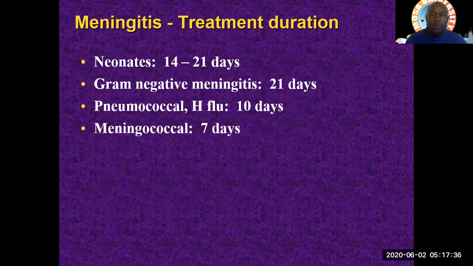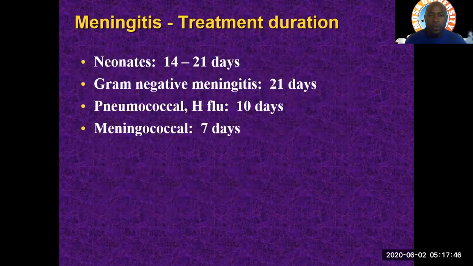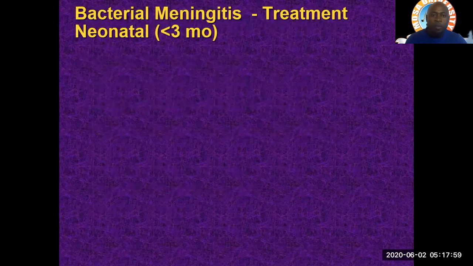So, in neonates, we will treat these patients for 14 to 21 days. If it's gram-negative meningitis, we will treat them for 21 days. If it's pneumococcal or influenzae, we will treat them for 10 days. If it is just meningococcal meningitis that is present, the treatment duration is 7 days.